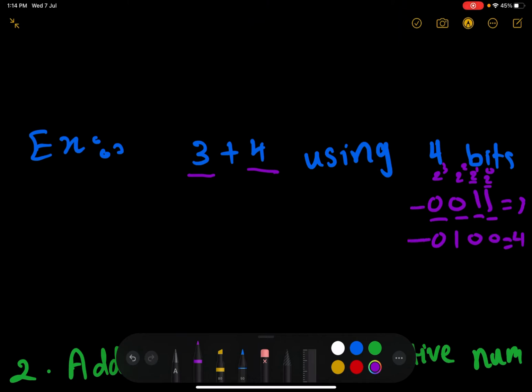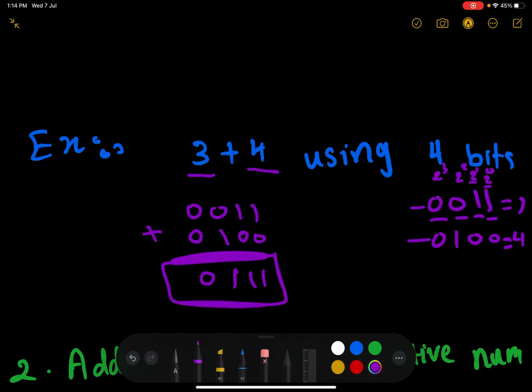You take these binary numbers and add them together, and now I'm going to tell you how you can add two binary numbers together. So 0, 0, 1, 1 plus 0, 1, 0, 0. 1 plus 0 is 1, 1 plus 0 is 1, 0 plus 1 is 1, and 0 plus 0 is 0. So here's our binary number, and as you can see, this number is equivalent to 7 in the decimal system. So 3 plus 4 is equal to 7, so the answer is correct.